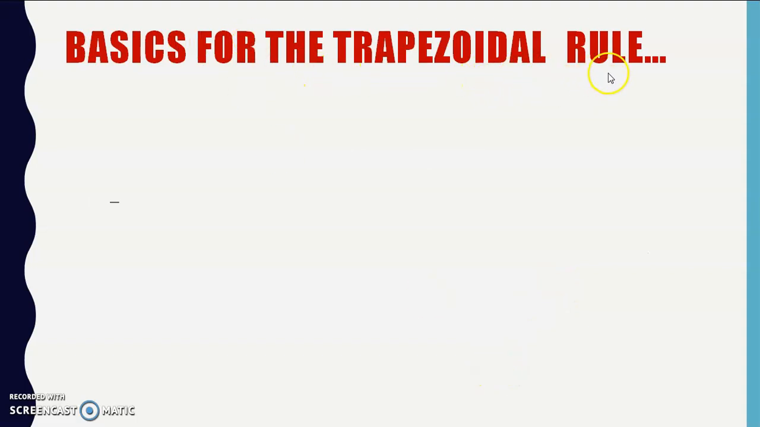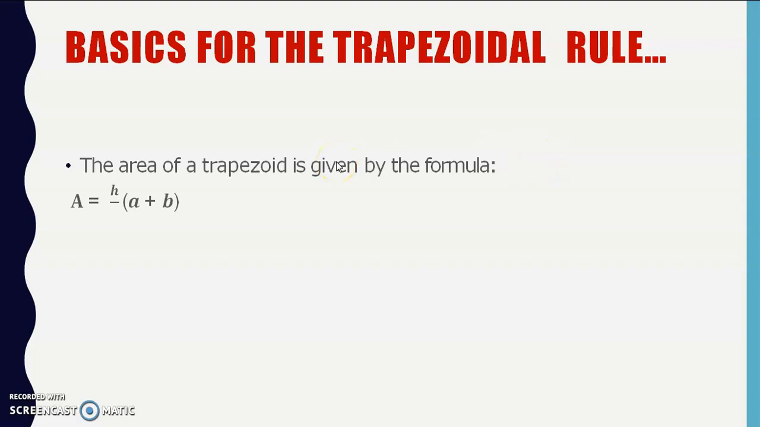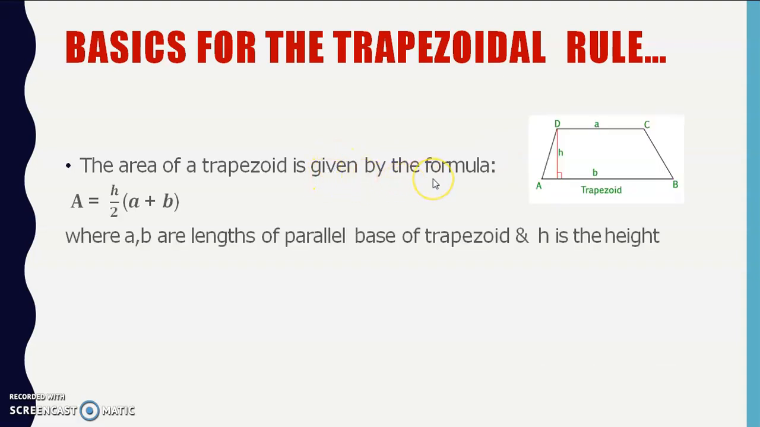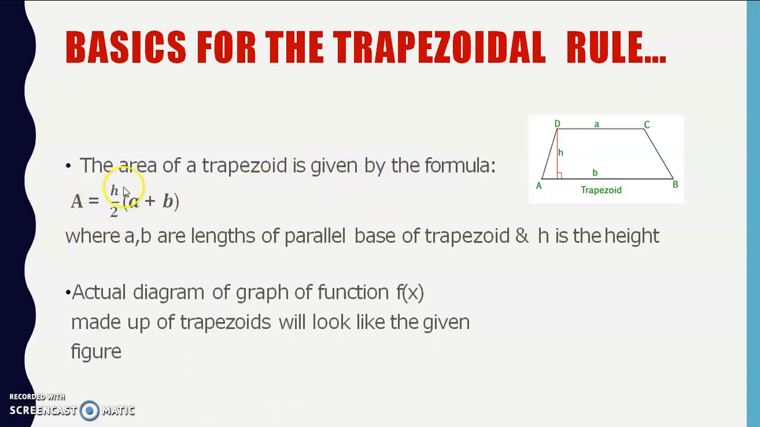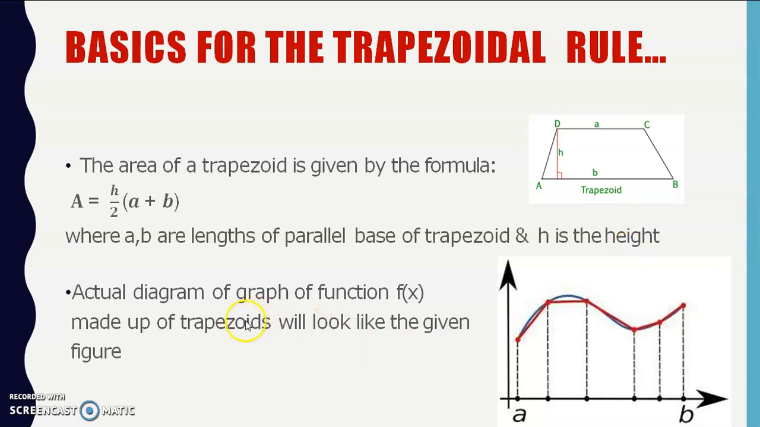Basics of the trapezoidal rule. We all know that the area of a trapezium or trapezoid is given by the formula A is equal to h upon 2 into (a plus b), where a and b are the lengths of the parallel sides of the trapezium and h is the height. By generalizing this, we get the actual graph of the function f of x made up of trapezoids, and that will look like the given figure, like this.